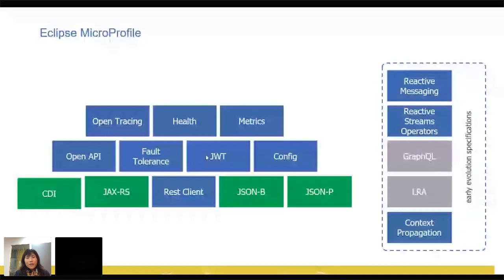So this gives you a quick summary about MicroProfile. As you can see, the green boxes are directly taken from Java EE: CDI, JSON-B, and JSON-P. All the blue ones being released have evolved directly in the MicroProfile community: OpenTracing, health, metrics, OpenAPI, fault tolerance, JWT, config, and REST client. So those on the left are all in the umbrella release.